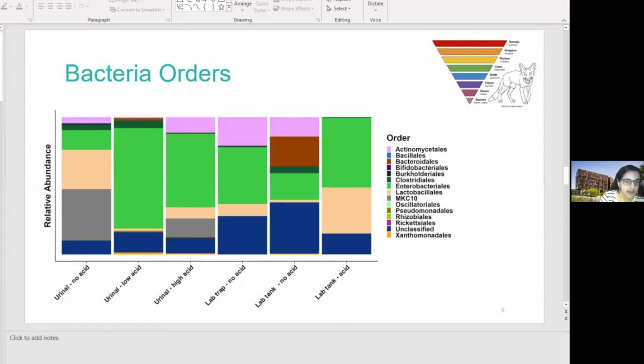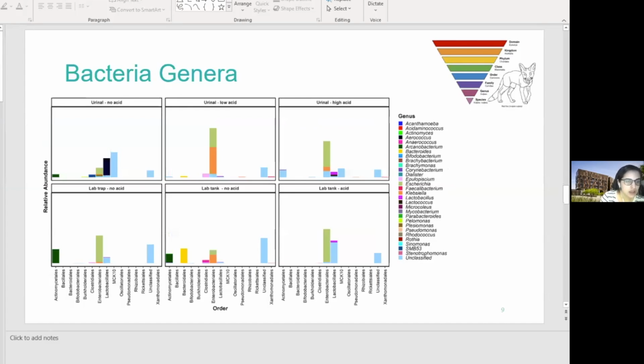And you can see that as well here, where you go from the tank where you don't have a big green bar to a bigger green bar when it's added with acid. So then we move forward, going down the scale from order. Now we're going to genus. These are the different samples that we have. We have the order, which I showed you before, and now we have the genus graphed. It tells us closer to what is actually there.